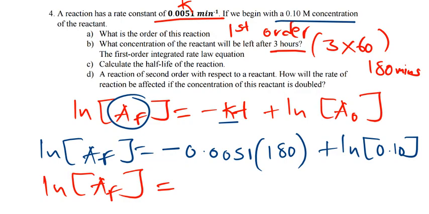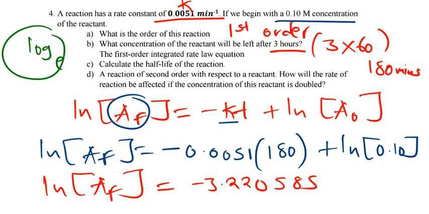So the value that I'm getting there is negative 3.220585. Now at this point you're good mathematics students, so you understand that natural log is the same as log base e. It's just a smart way of writing that. So you can move it to the other side, where it becomes the base.